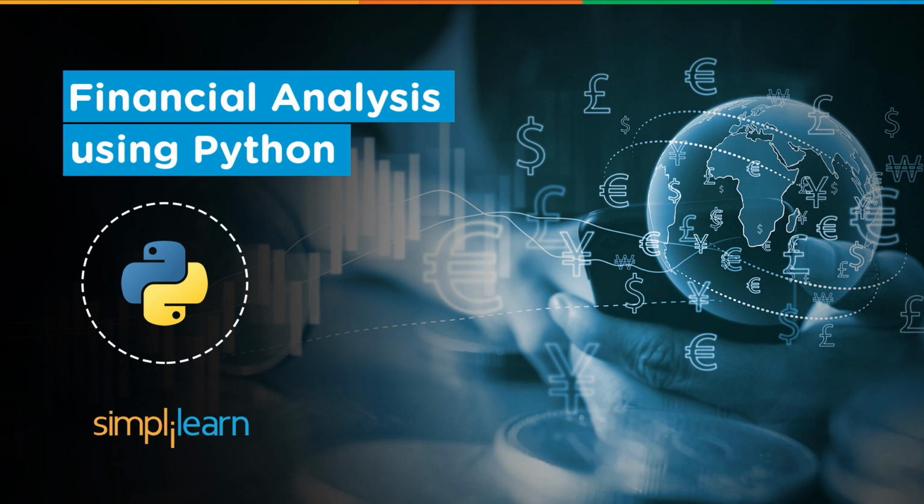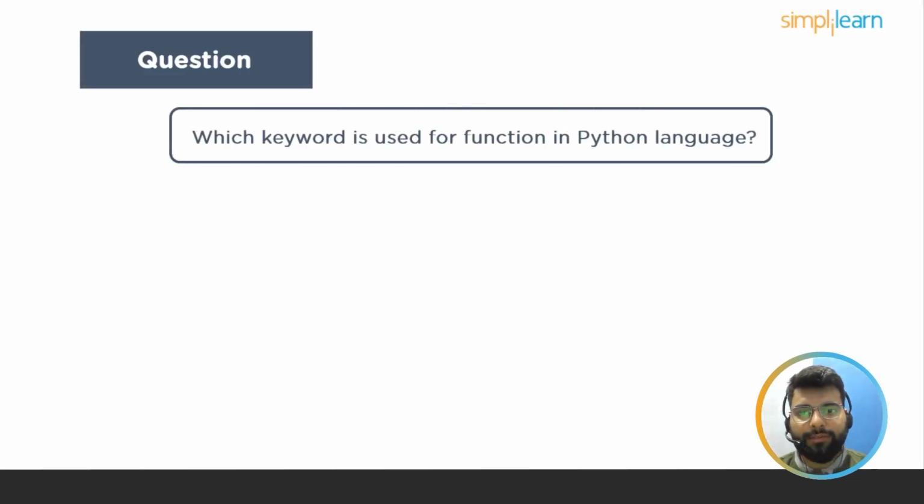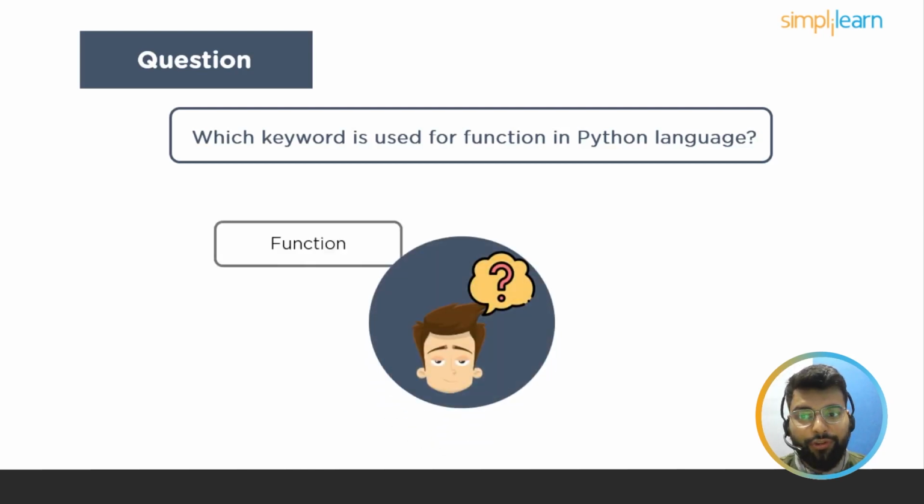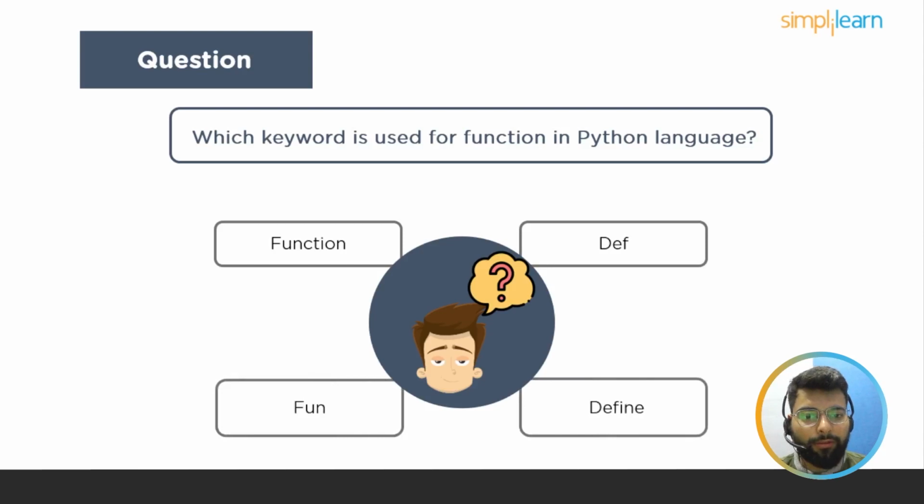And let us have a simple quiz question to brush up on our knowledge. Your question is, which keyword is used for function in Python language? And your options are: your first option is function, second option is def, third is fun, or fourth is define. You can pause the video, give it a thought, and answer in the comment section below. And we will update the correct answer in the pinned comment.